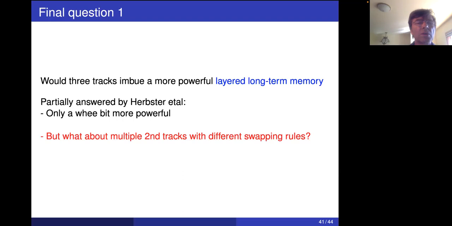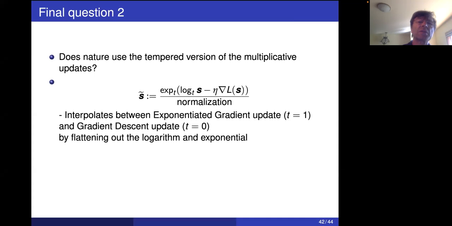So if you do the two-track model, adding a third track didn't make a big difference, but you might add a second track using different swapping rules and have multiple swapping rules in parallel. And that might be interesting. The other thing is, there are tempered versions of the multiplicative updates where you take the exponential and the logarithm and you flatten them out. The temperature t equals one corresponds to the normal multiplicative update, t equals zero implements gradient descent. I do not know whether these are used, but there have been many papers recently on this update.